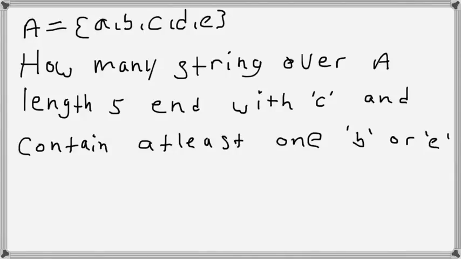So today we're going to find out how to find the length of a string over an alphabet. In this case, our alphabet A is a set of A, B, C, D, and E. And the question is how many strings over A, length 5, end with a C, and contain at least one B or E. If you want to take a minute and just write this down. How many strings over A, length 5, end with C, and contain at least one B or E.